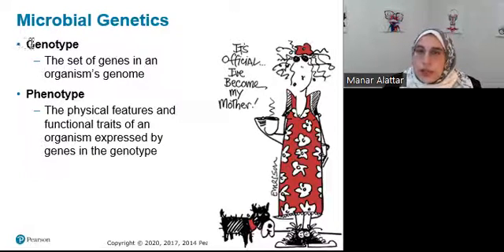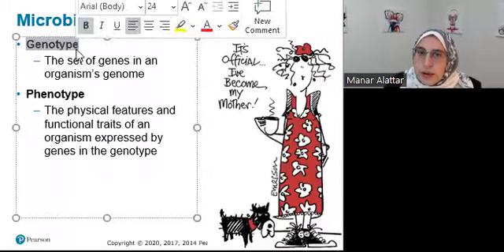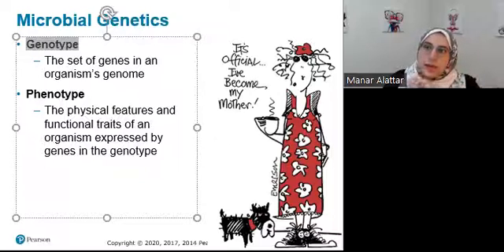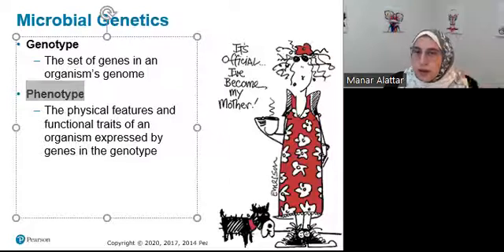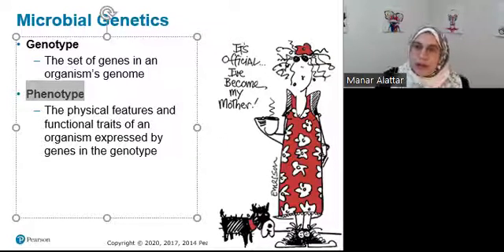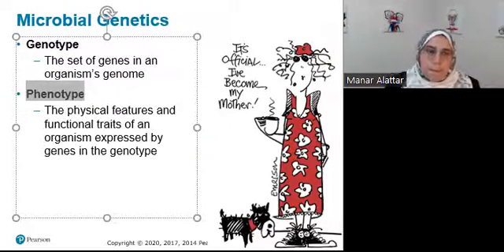And so the genotype is the aggregate of the specific genes that are in that organism, and the phenotype is those characteristics that are being expressed. Okay.